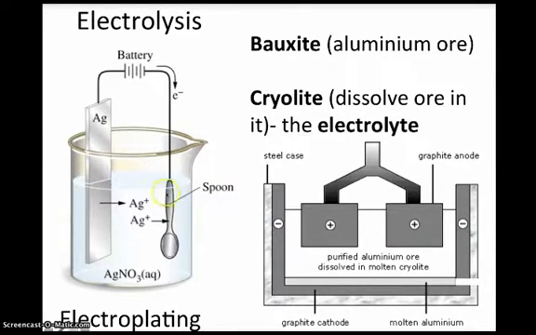Make sure you know the details though about electrolysis. Remember that it's aluminium oxide actually dissolved in cryolite. And think about the graphite cathode and anode, think about the positive and the negative in the steel case and so on. Think about electroplating and what we need in our electrolyte, and the fact that the positive ions will be moving to the negative electrode.